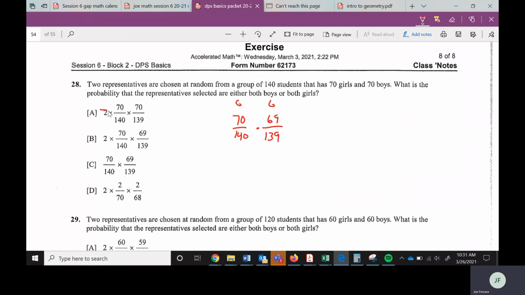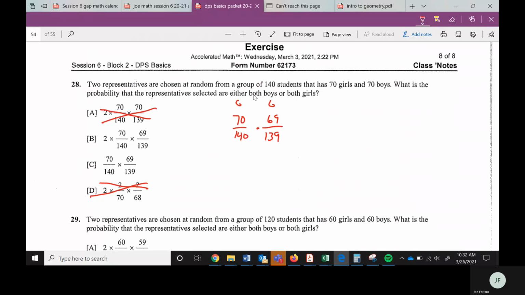Now we got to think about this. Let's not cross this out yet. This is exactly what we see here, so that might be the answer. This is not what we see. Which one is it? Is it this one or this one? If the question just said, what's the probability that they're both girls? This would be our answer. Or if the question said, what's the probability that they're both boys? Then this would work also.